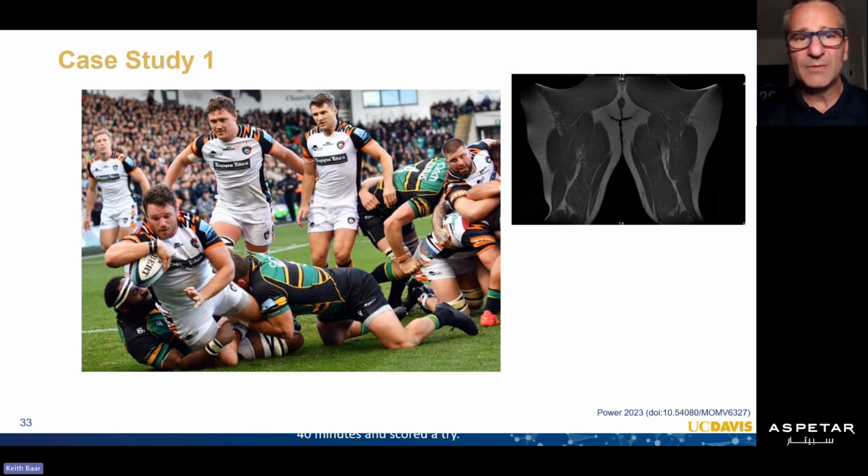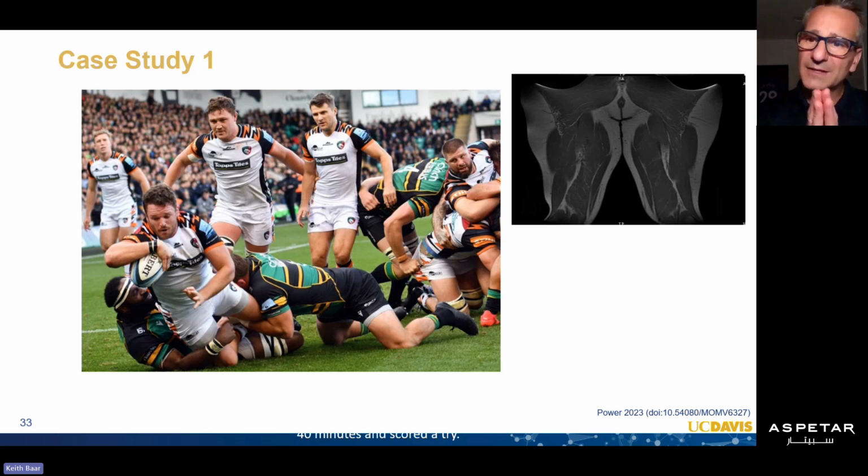And his first game back, he was intended to play like 20 minutes, but the player who played his position got injured, and so he had to go in for 40 minutes, and this is actually him scoring a try on that first return to play.